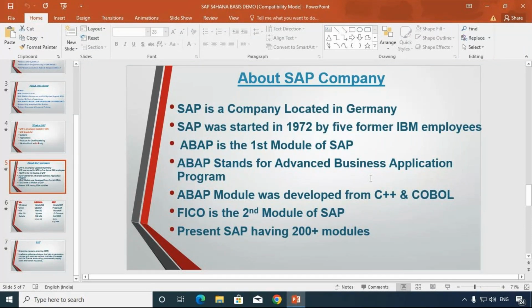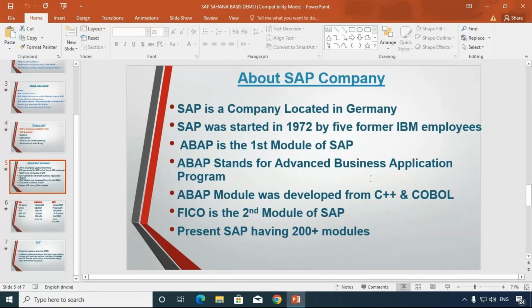Whatever modules exist nowadays in SAP, all of them were developed from the ABAP module. The ABAP module was developed from C++ and COBOL. This is the one and only programming module in the entire SAP. FICO is the second module of SAP.